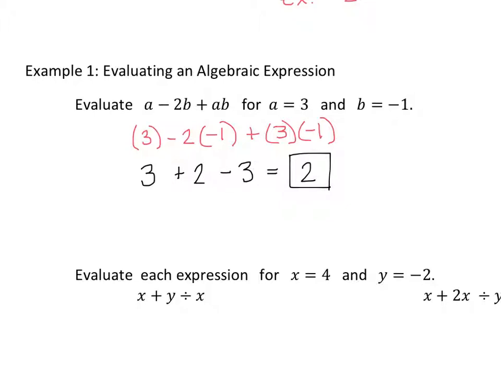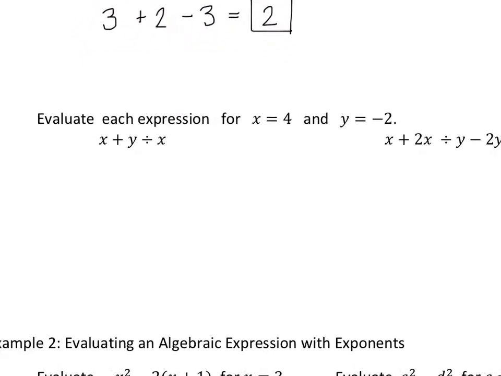Alright, next one. Down here, we've got 2 expressions. Now we have x and y. So let's do the first one first. x plus y divided by x. We've got 4 to go in for x, -2 to go in for y. So I'm going to put 4 plus -2 divided by 4. So which part do we have to handle first?